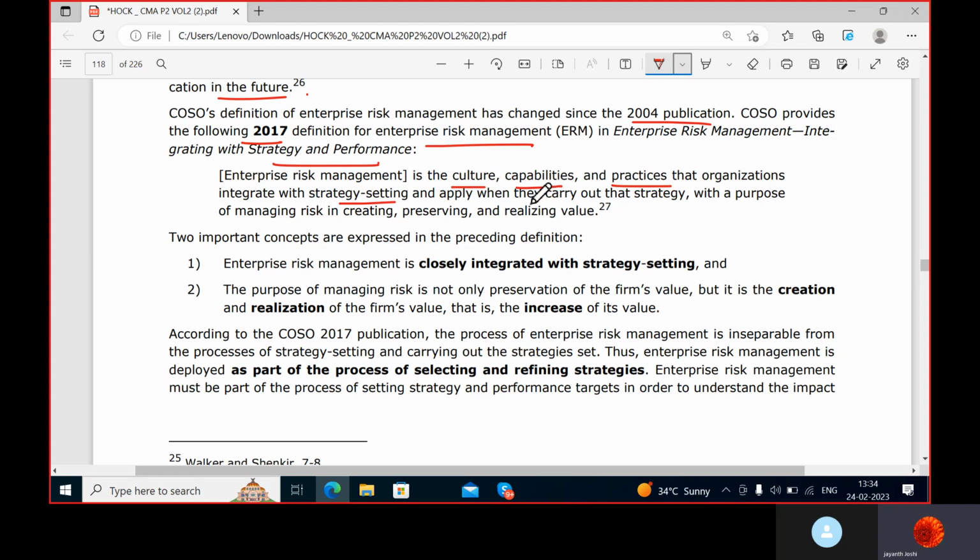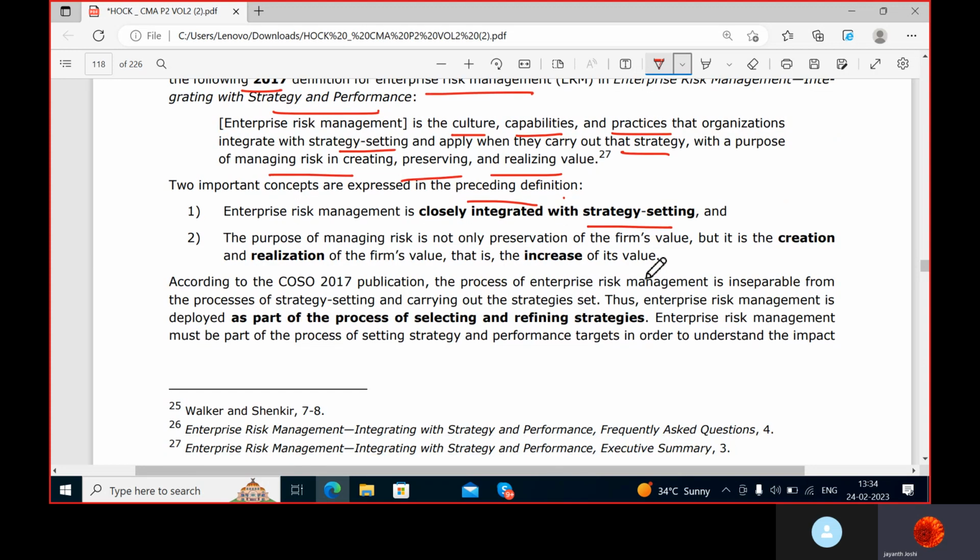And apply when they carry out that strategy with the purpose of managing risk in creating, preserving and realizing value. Two important concepts are expressed in the preceding definition. ERM is closely integrated with strategy setting. So the main task of ERM is to make strategies for the organization.